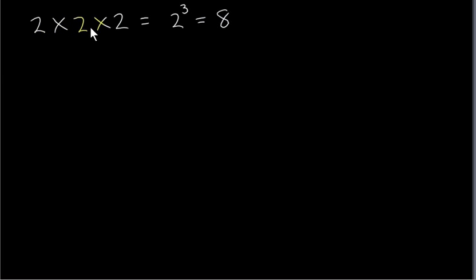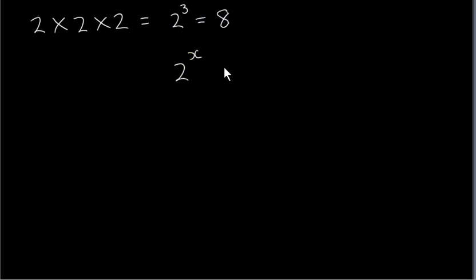We know that 2 multiplied by 2 multiplied by 2 can be written as 2 to the power of 3, which is 8. So the operation that we did here is called exponentiation, or raising a number to a power. Suppose we want to look at the inverse operation.